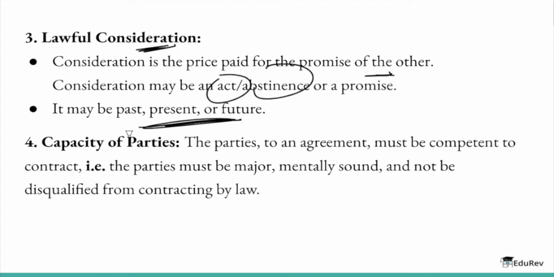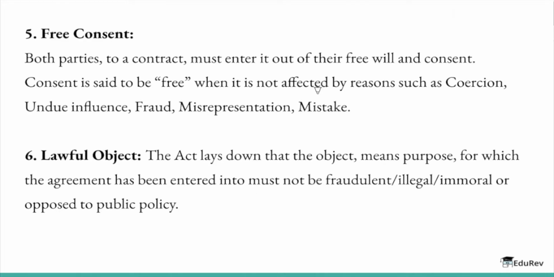Next comes capacity of parties. Now the parties to an agreement must be competent to contract. That is, the parties must be major, mentally sound, and not be disqualified from contracting by law. Next comes free consent. Now both parties to a contract must enter into it out of their free will and consent. Consent is said to be free when it is not affected by reasons such as coercion, undue influence, fraud, misrepresentation, and mistake.